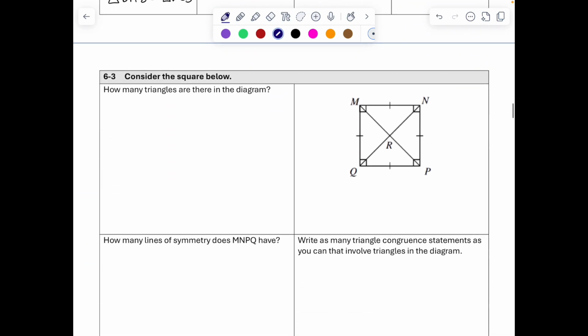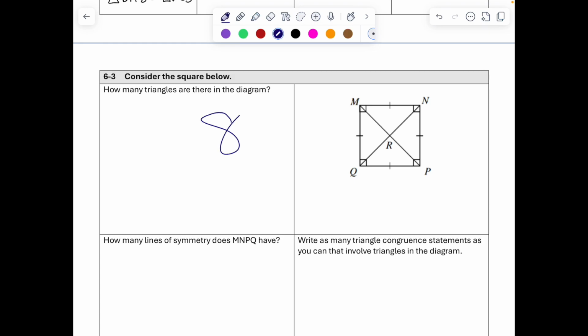All right, we're going to consider this square below. How many triangles are in this diagram? Well, I'm going to start with the big ones. I have this guy, and then if I go on top, I have that one and that one. So that's 4 right there, 4 big ones. And then I've got the small ones, 1, 2, 3, and 4. And that is all our triangles. We have a total of 8 triangles here.